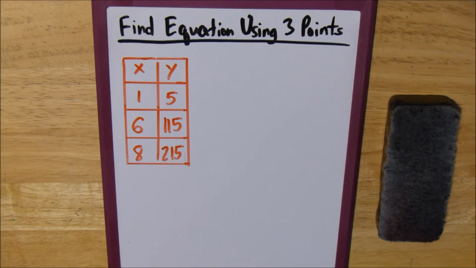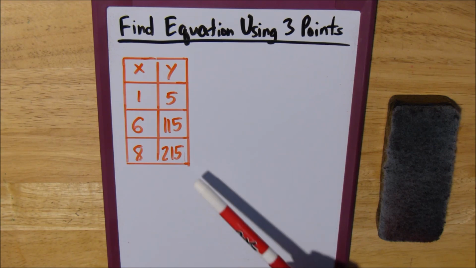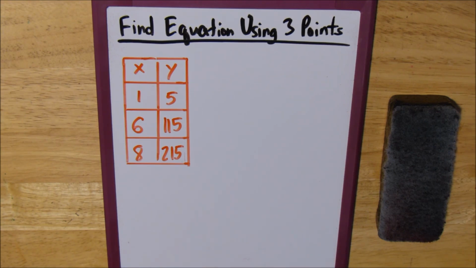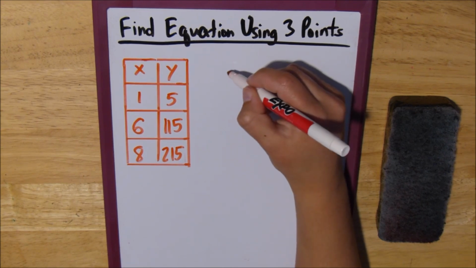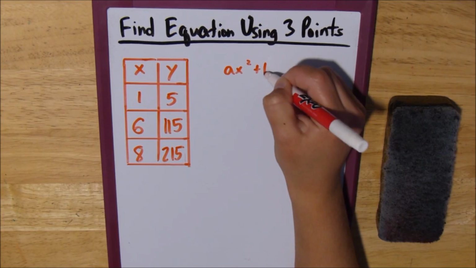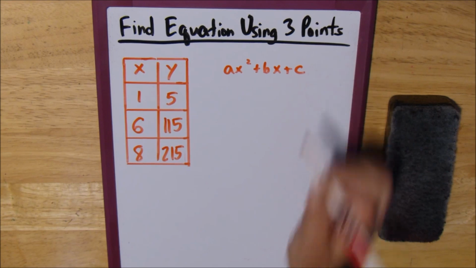Alright, so today I'm going to teach you how to find the equation of a quadratic using only 3 points. So let's say we have this table here, and the only thing you're told about it is that this is a quadratic. Now we know that a quadratic's basic equation is ax squared plus bx plus c, right?